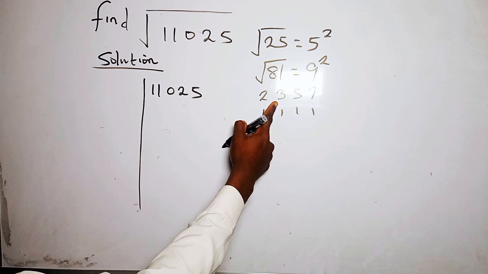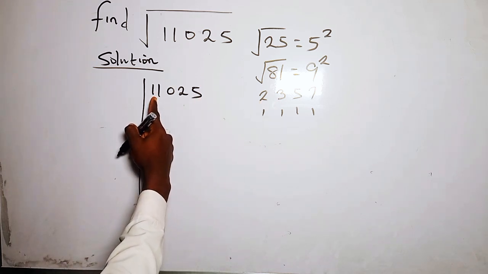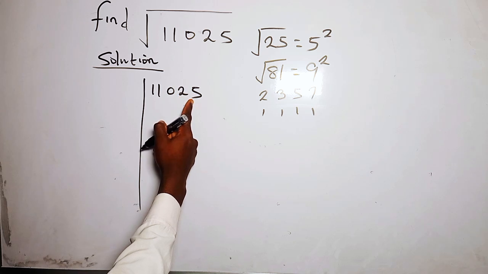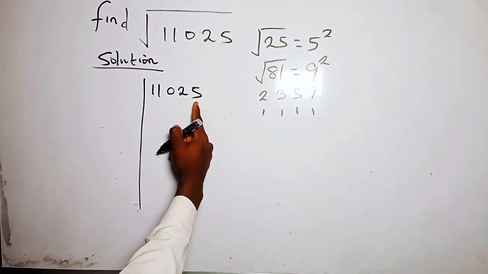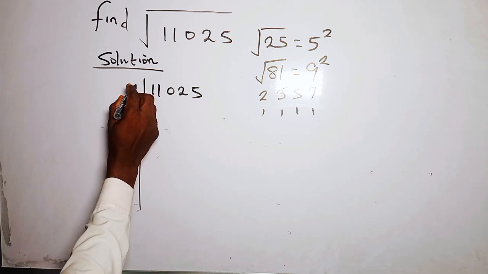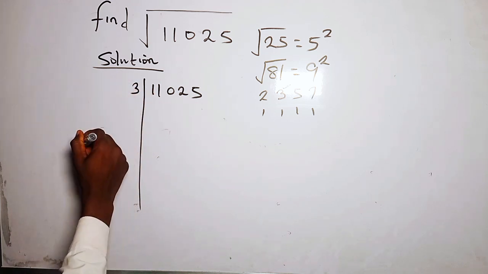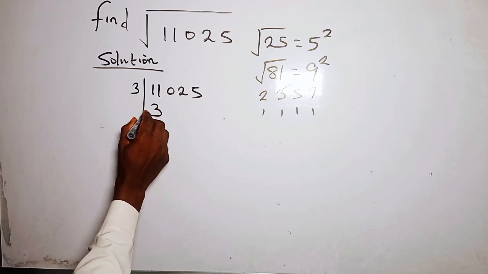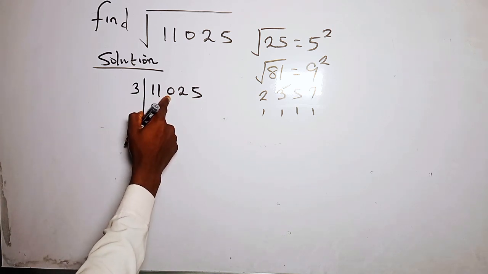Can we start with 3? Let us add these numbers together. 1 plus 1 is 2, plus this is 2, plus this is 4. 4 plus 5 is 9. So that means this number is divisible by 9. So let's start with 3 as a prime factor. 11 divided by 3 gives 3, so we have 2 as a remainder.